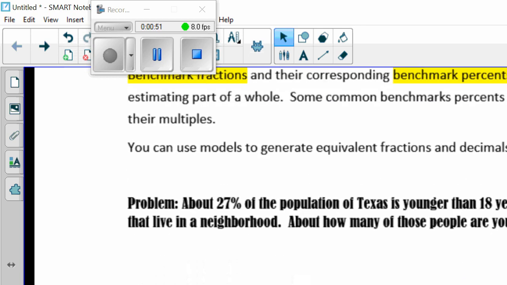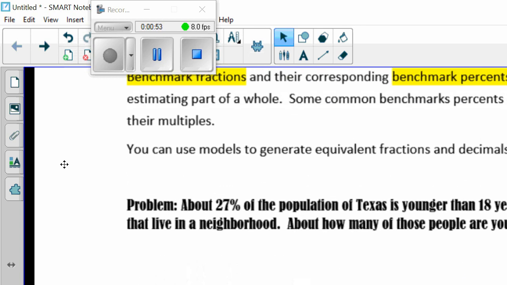Oh, and it looks like my line's not staying with it, so that's cool. We'll just go ahead and erase that and get that out of there. All right.